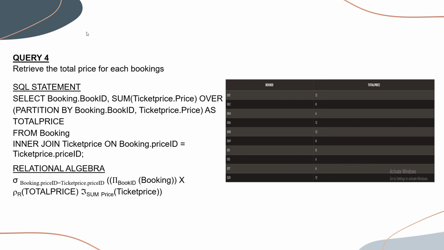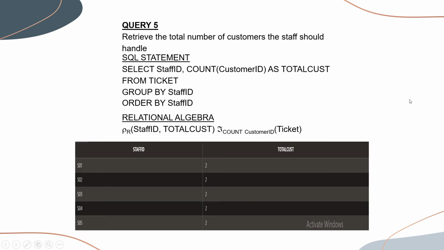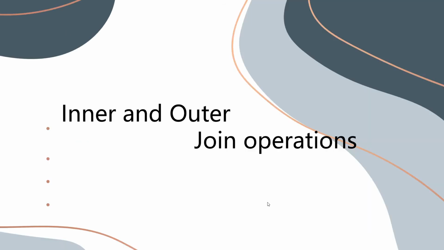and this is the RA. For query number 5, it will retrieve the total number of customers the staff should handle. This is the SQL statement for query 5, which leads to this output. Number 3, we have inner and outer join operations.